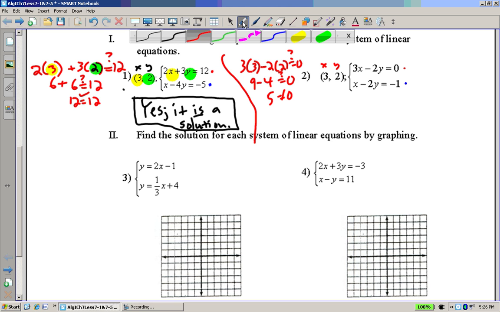So I can immediately, I don't have to look. It has to be a solution to all of them. If it's not a solution to one part, you don't have to continue. You do not have to continue. So no, it is not a solution.